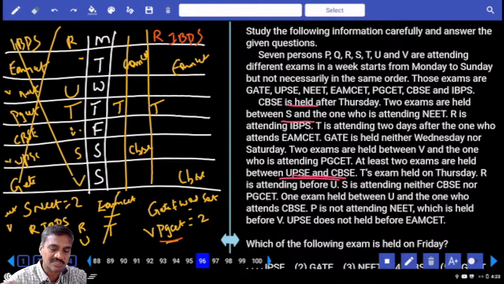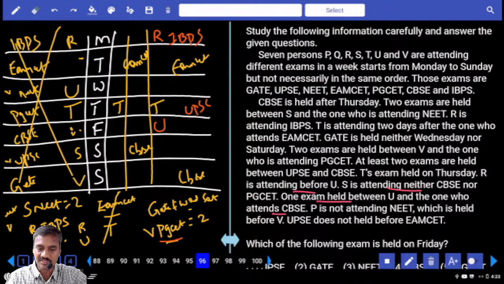Now between UPSC and CBSE, how many must be there? There must be exactly 2. Now can we have UPSC at this place? If this is UPSC, then R is attending before U. S is attending neither CBSE nor PGCET. Now between U and CBSE there must be exactly 1 examination.